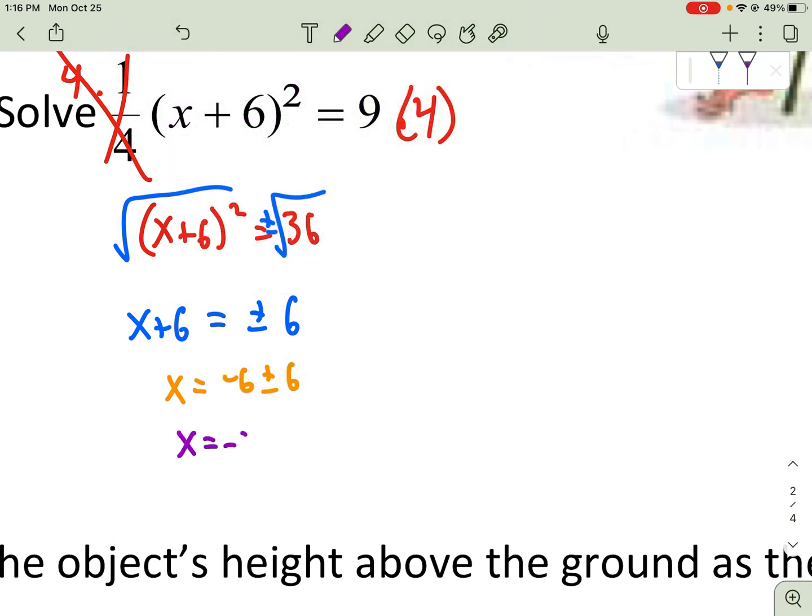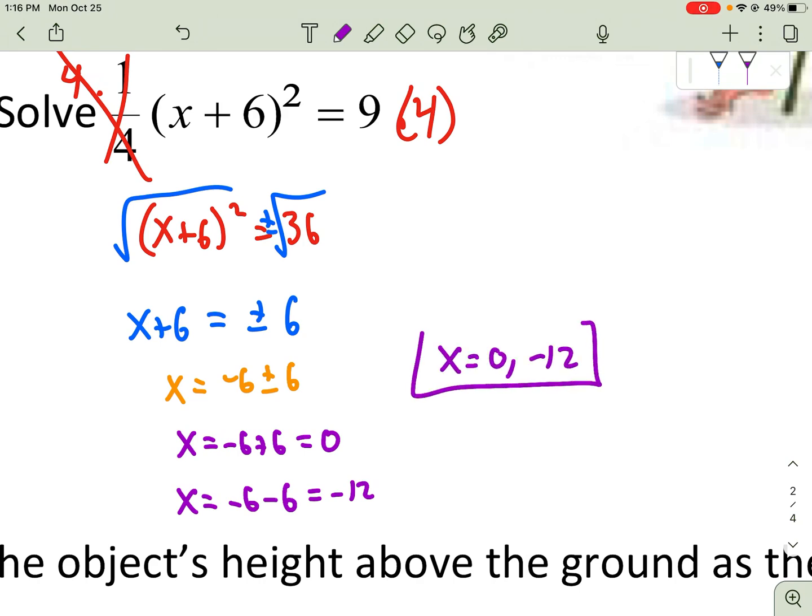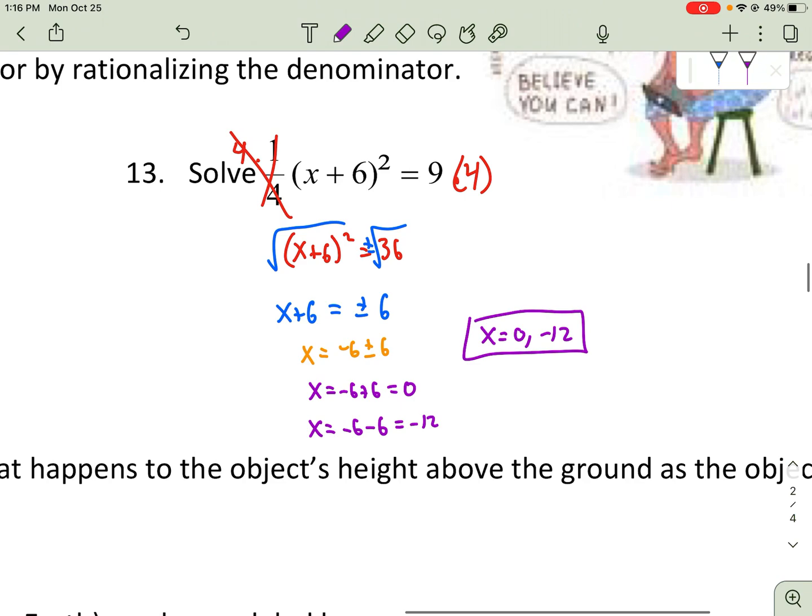So one answer is -6 plus 6, which is 0. The other answer is -6 minus 6, which is -12. So we get x equals 0, -12. Two different x answers, two different values for x that make this equation true.